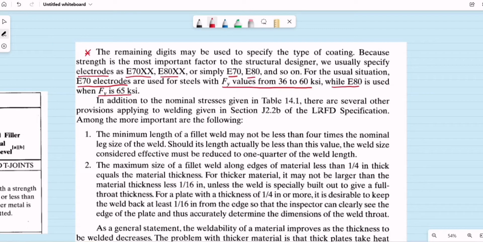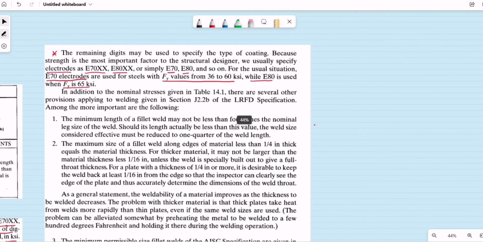So to summarize that part, again, we are using E70 for steels with Fy equal to 36 KSI to 60 kips per square inch, and we are using E80 for steel with Fy equal to 65 KSI.